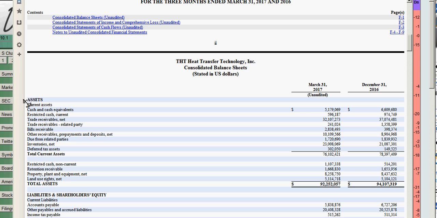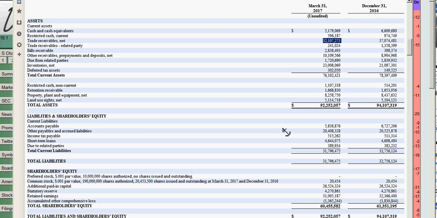Okay. So, but anyway, the next thing you want to look at is assets. Okay, what does this company own? And this company owns cash and cash equivalents of $5 million. And they have some other stuff here, restricted cash. They have these trade receivables of 32 million. Anyway, the bottom line on their assets, total assets, is $92 million.